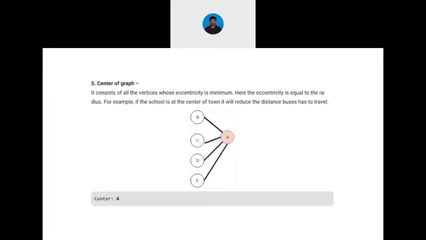This kind of parameter is used for analysis. For example, if the school is at the center of the town, it will reduce the distance the buses have to travel. So here they are analyzing with the help of a school in the center of the city, right? So this is called the center of a graph.